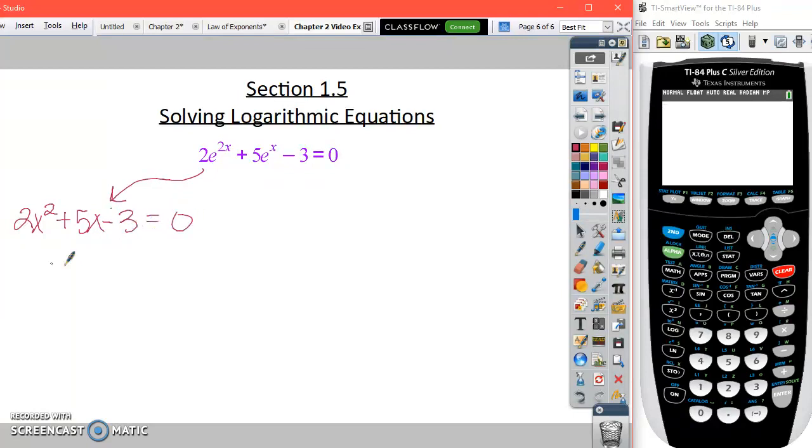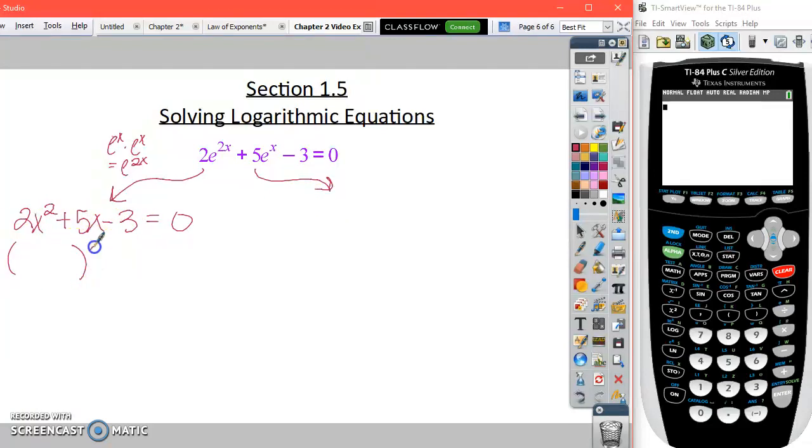We can think of it as the quadratic 2x squared plus 5x minus 3, because I know that e to the x times e to the x, we would add the exponents and I'd get e to the 2x. And so this is kind of like an x squared, taking our middle term and multiplying it by itself. So we could think of factoring this equation just like a quadratic equation.